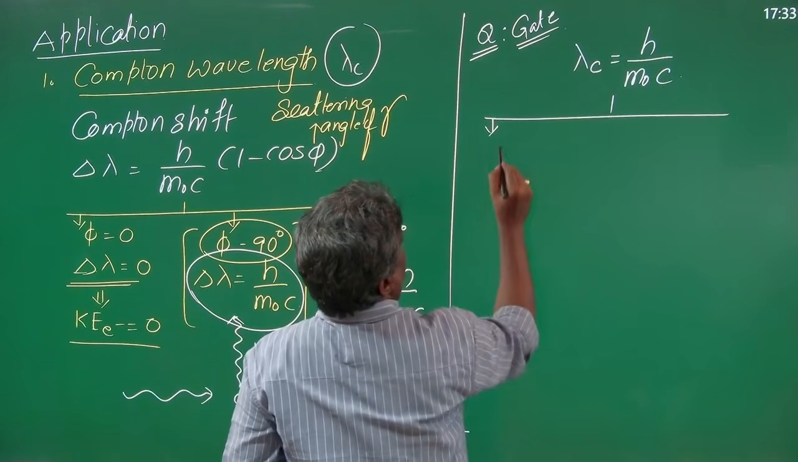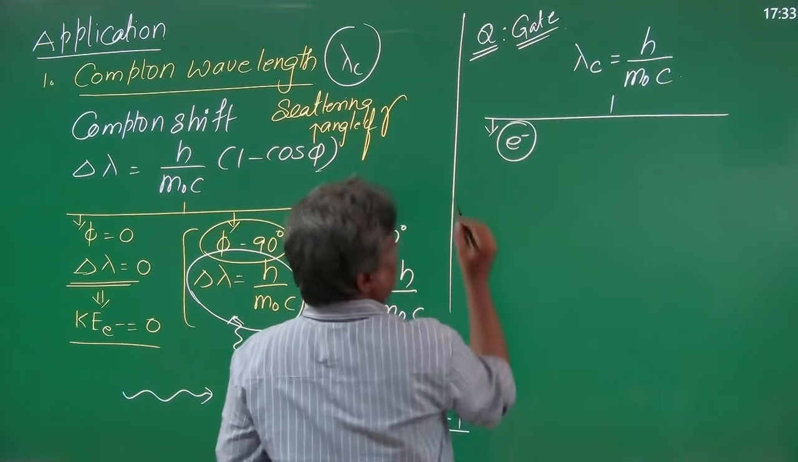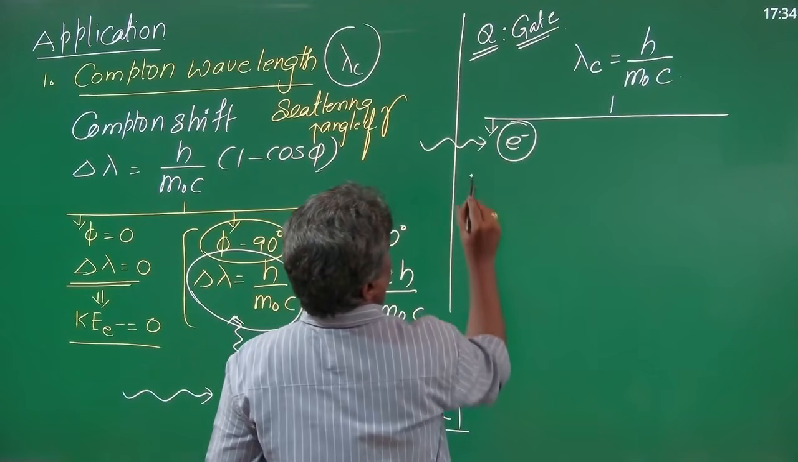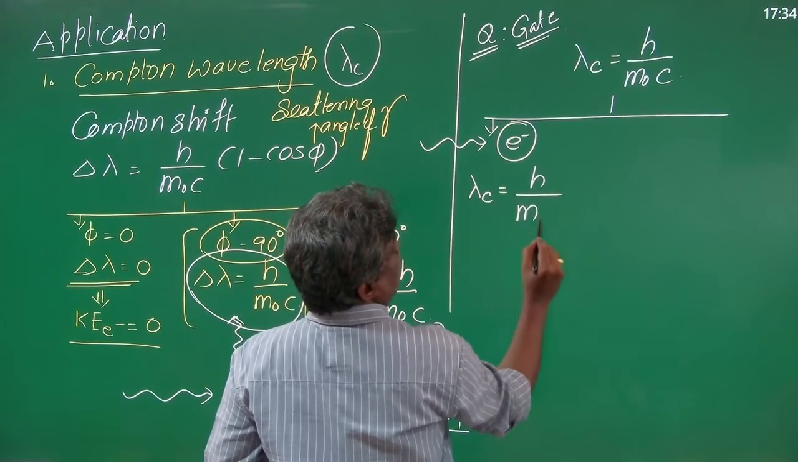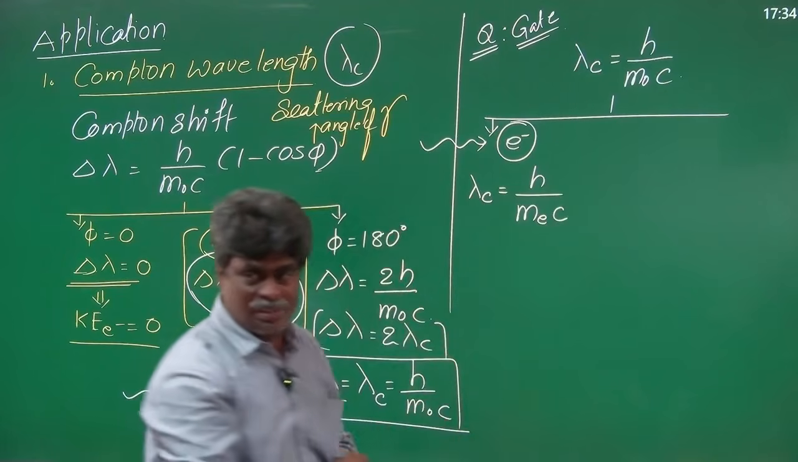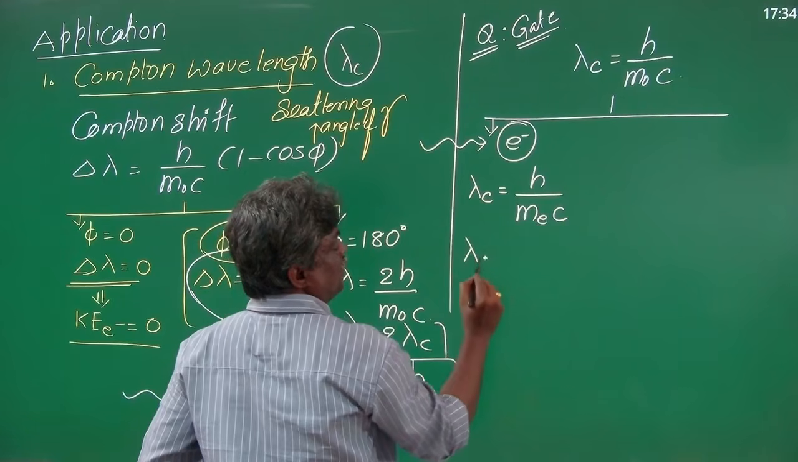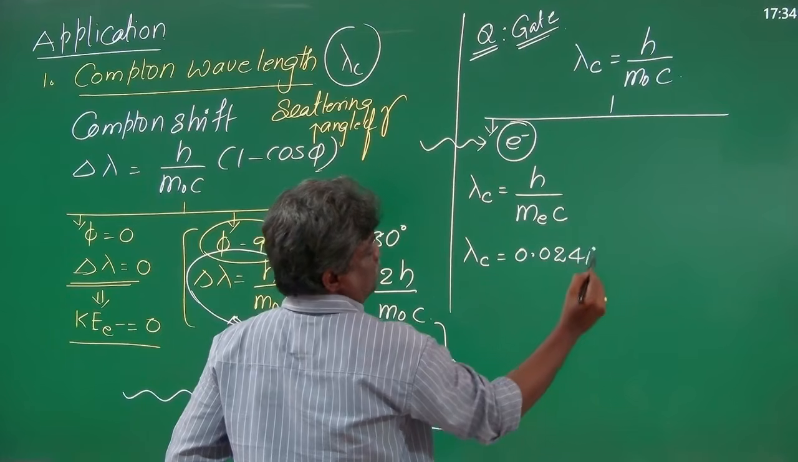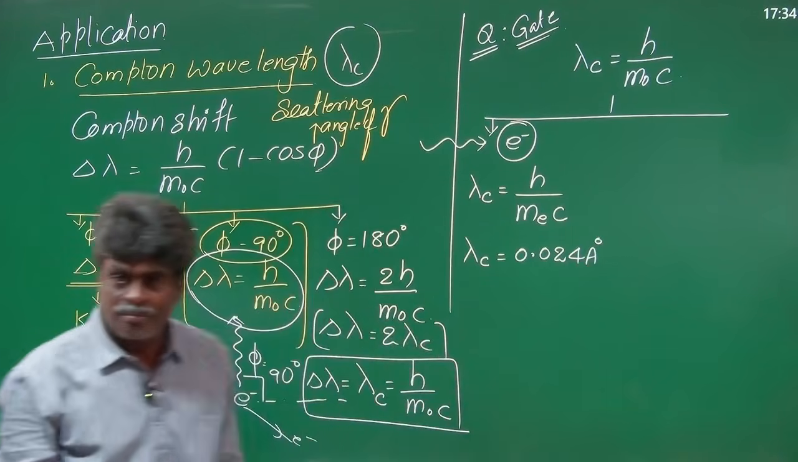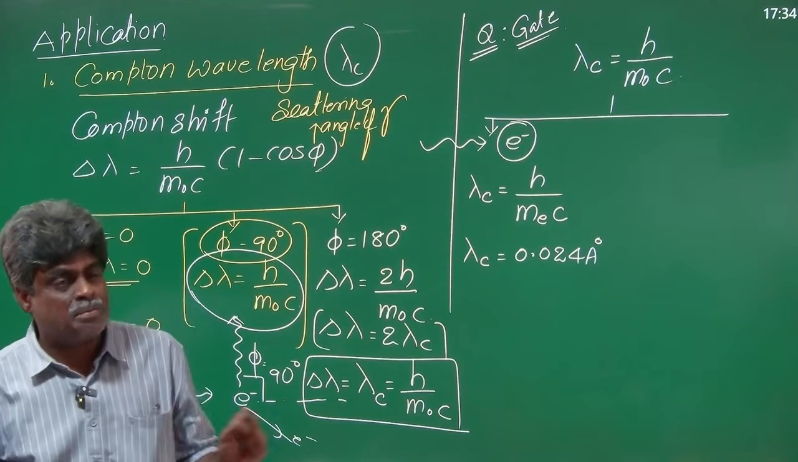Now this is the Compton wavelength. If I take the target as electron, then the Compton wavelength is equal to h by mass of electron into c. If you substitute all these values, you will get 0.0242 angstroms. 0.0242 angstroms. You won't remember.